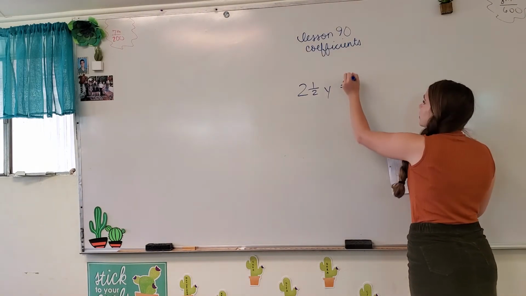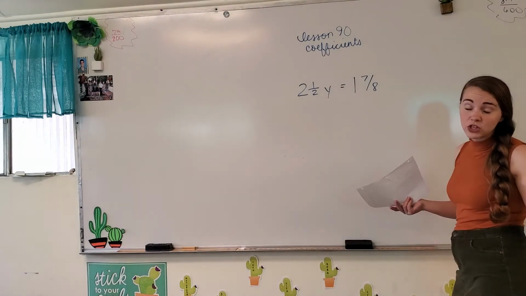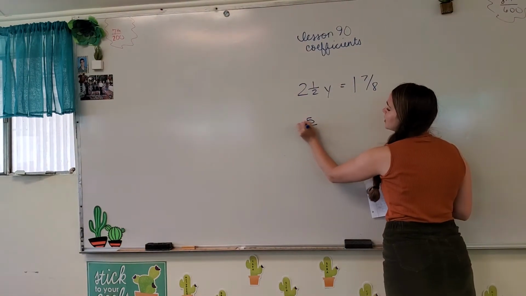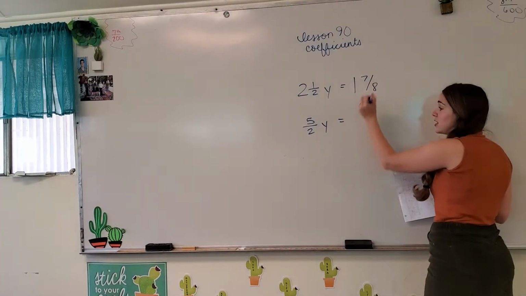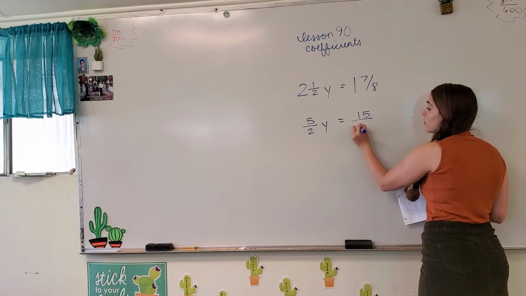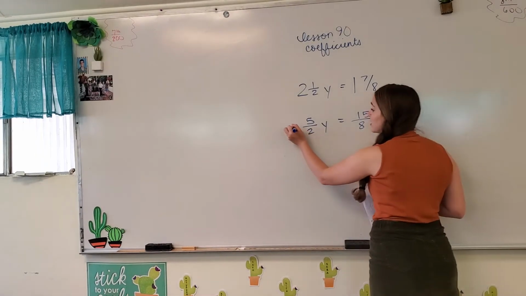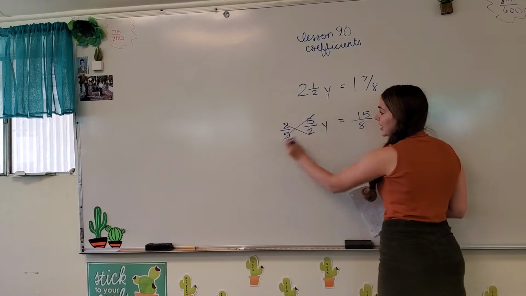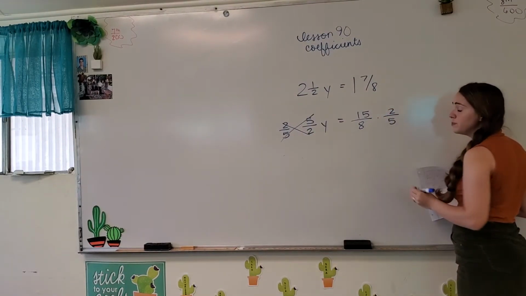2 1/2 y equals 1 7/8. Okay, so I'm just going to change both of these right off the bat. So 2 times 2 is 4 plus 1 is 5. Ends up being 5/2 y equals 1 times 8 is 8 plus 7 is 15. 15/8. To get rid of the 5/2, we multiply by the reciprocal. Cancels it right out. We multiply also by the reciprocal.